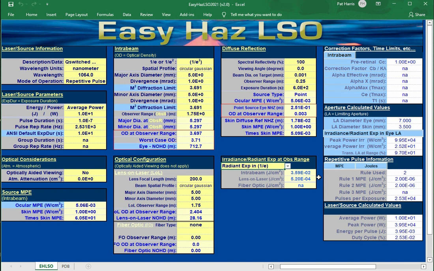Calculated values: average power 10 watts. We got that. Peak power is about 39 kilowatts in that pulse. So yeah, it's got a nice little pulse to it. Energy per pulse is calculated out to be almost 4 millijoules per pulse, and it's running a duty cycle of 2.5 times 10 to the minus 2 percent.